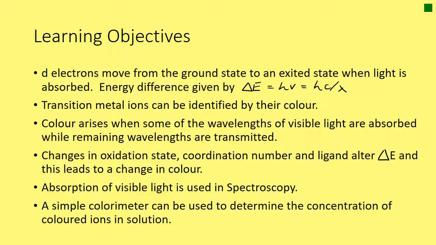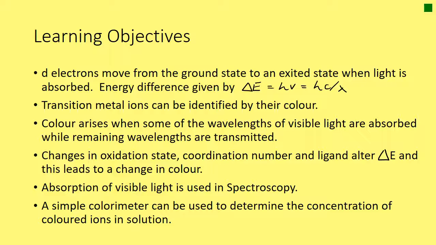Fourthly, we want to know that changes in 1. oxidation state, 2. coordination number, and 3. ligand all alter the change in energy, and that's what leads to the change in colour. Right, so 1 or 2 or all three of them are the reasons why we get a change in the colour.